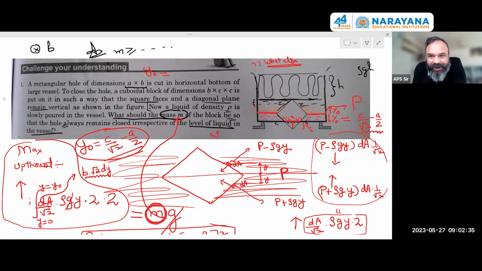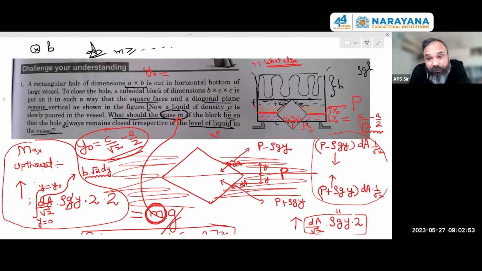If this liquid is not filling up to this point, if you fill liquid further from here to here, there will be more forces in the downward direction. So they are not going to lift up the block. Only the weight is going to add up. That force is going to add up in the downward direction.